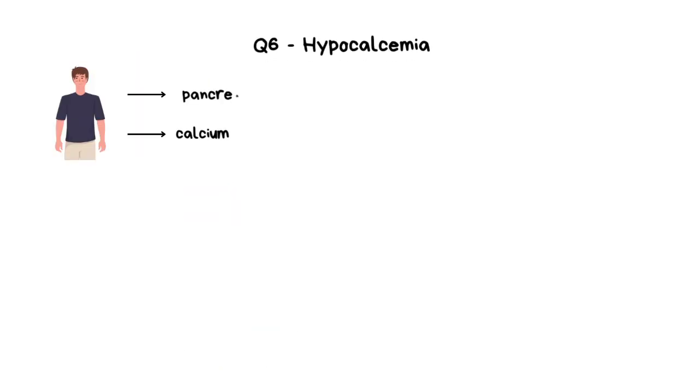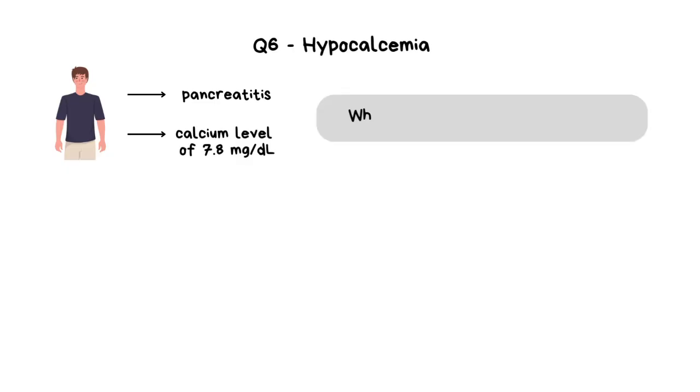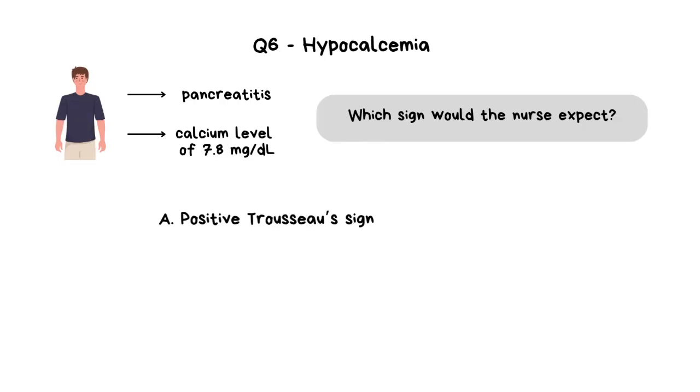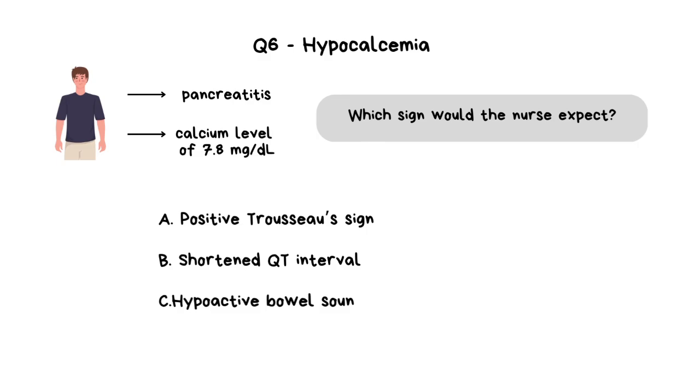A client with pancreatitis has a calcium level of 7.8 milligrams per deciliter. Which sign would the nurse expect? Option A, positive Trousseau's sign. Option B, shortened QT interval. Option C, hypoactive bowel sounds. Option D, decreased neuromuscular excitability. Pause here and think it through.